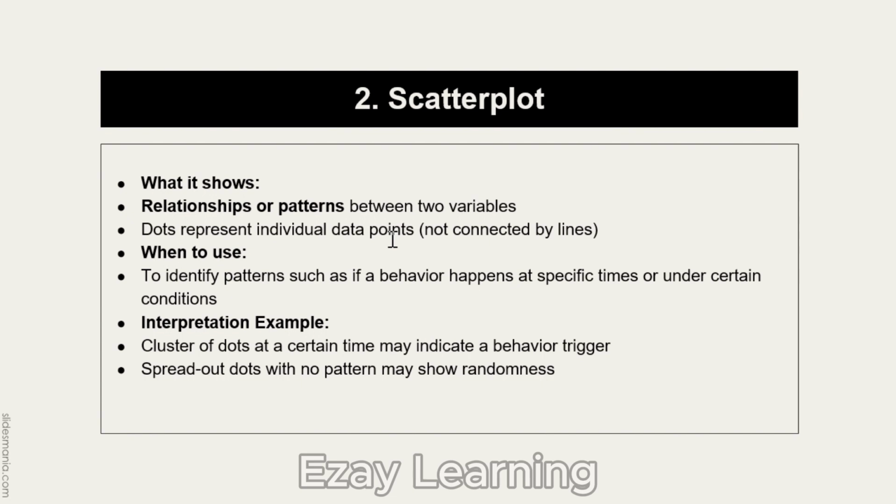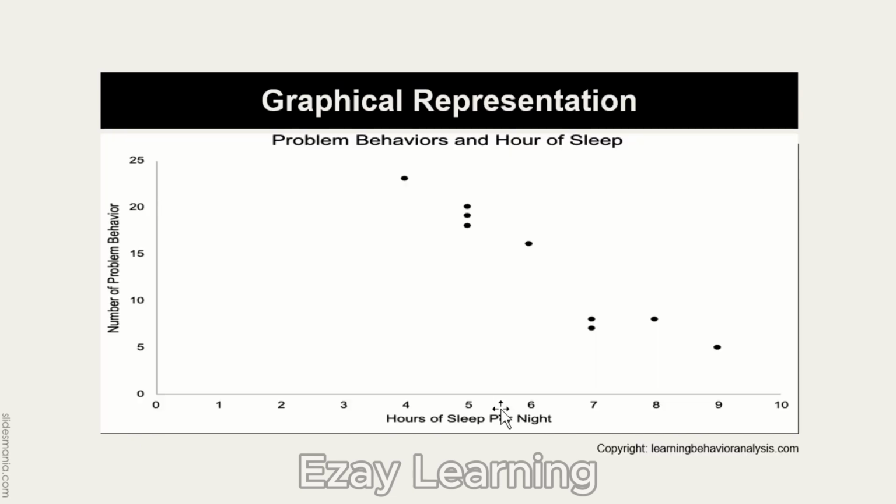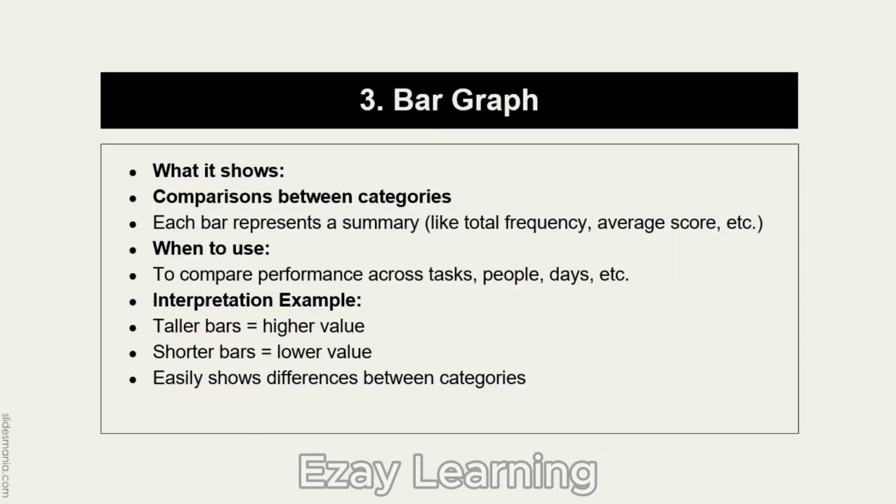Interpretation of a scatterplot: a cluster of dots at a certain point may indicate a behavior trigger. Spread out dots with no pattern may show randomness. You can see the hours of sleep per night and the number of problem behaviors. Whenever the hours of sleep are less, the number of problem behaviors is more. So we can see the relationship between the number of problem behaviors and hours of sleep here. We don't have to connect these with each other and identify a trend here.